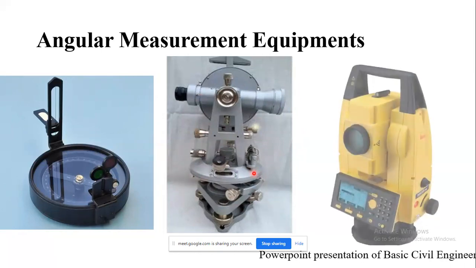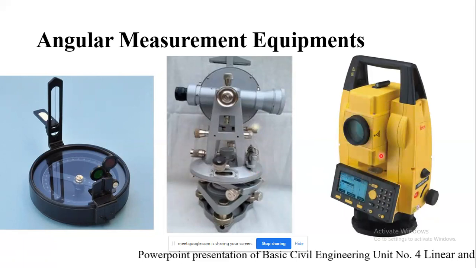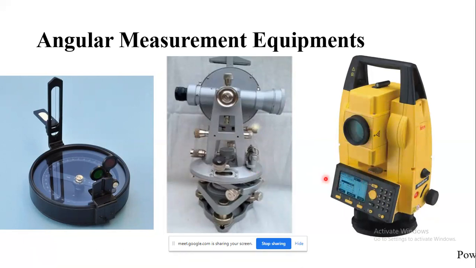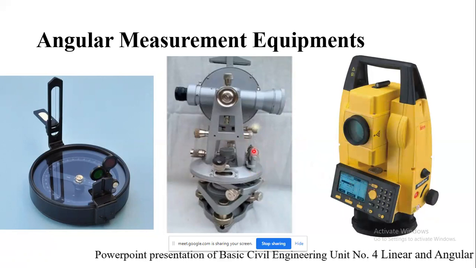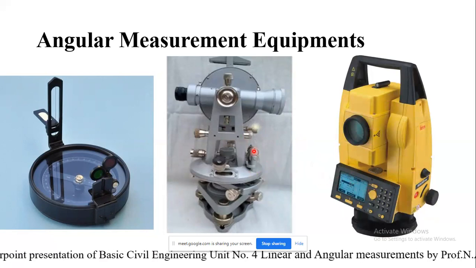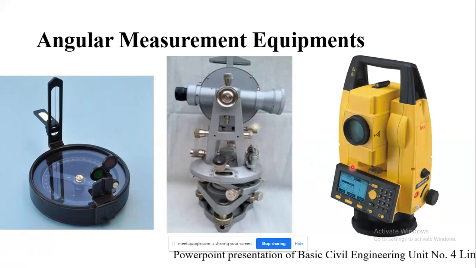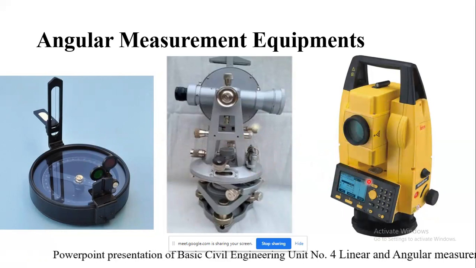And again, this is nothing but the total station, which has much more accuracy than this, up to 1 second. Okay, so up to 1 second you can have the accuracy. Here it is ranging from 10 seconds to 30 seconds. So this is 30 minutes. So 30 minutes is the least count of the prismatic compass, 10 seconds for this, and here the total station is 1 second only.